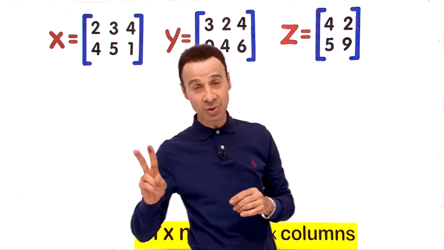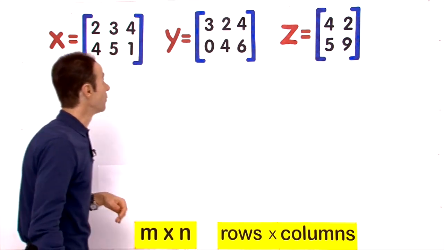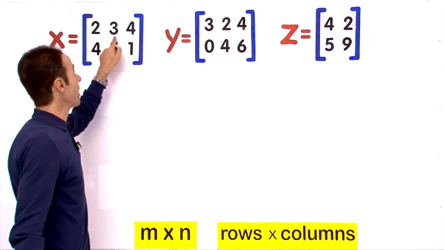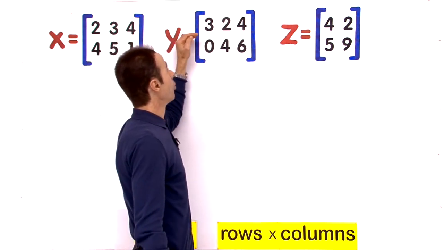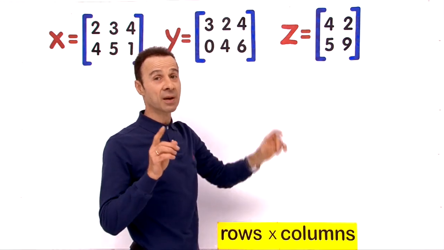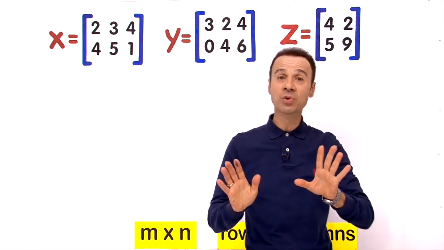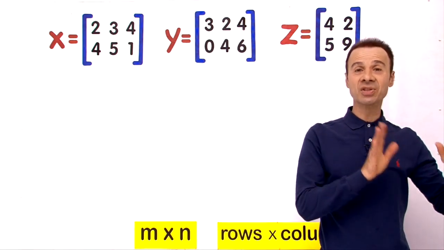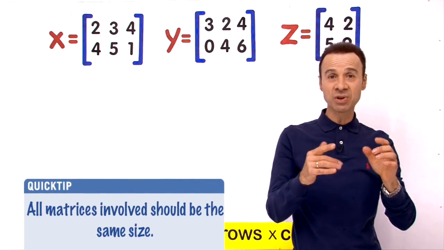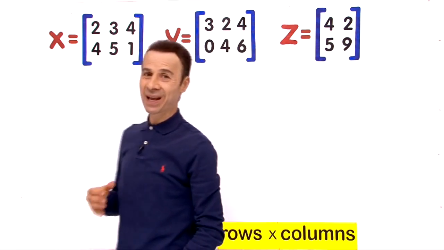Tip number 2 is that you can only add or subtract corresponding elements. In other words, if you have an element in row 1, column 2, you can only add that to another row 1, column 2. The elements must be in the same position. Tip number 3 is that the result of adding 2 matrices produces another matrix of exactly the same dimensions. In other words, a 2 by 2 matrix plus another 2 by 2 matrix will produce a 2 by 2 matrix.